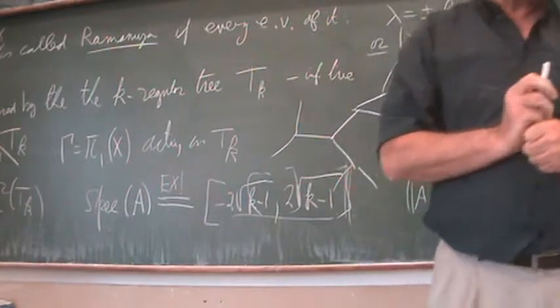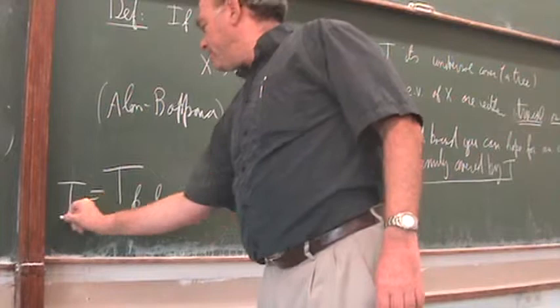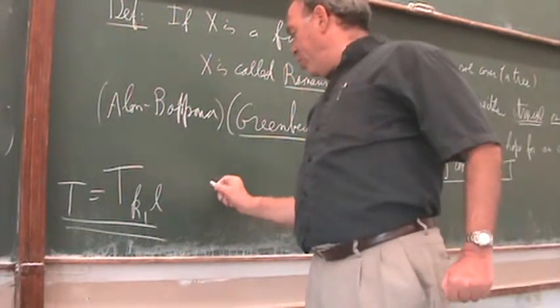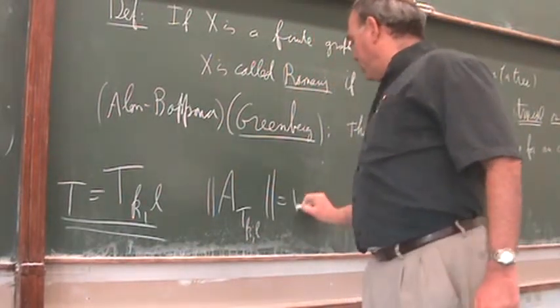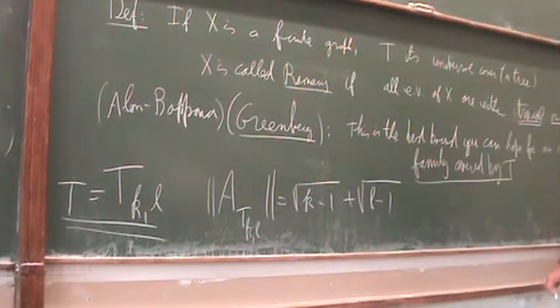Okay. So now let's talk about T_{k,l}. If you take T_{k,l}, your bipartite infinite tree, then the norm of the operator of T_{k,l} is equal to square root of k minus 1 plus square root of l minus 1. Which of course, if k equals l, we are getting the old results.